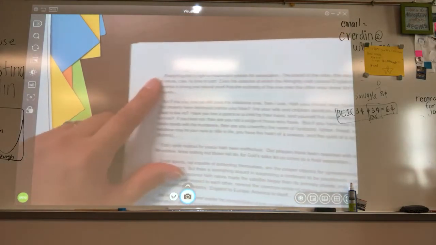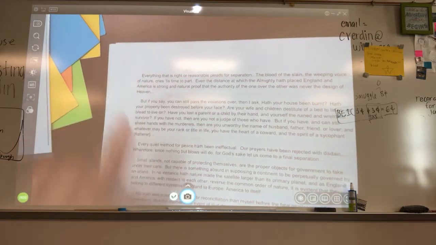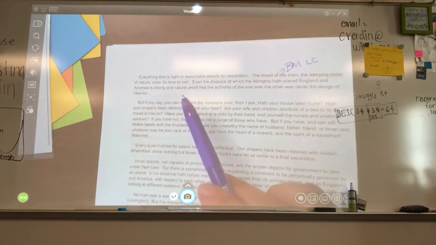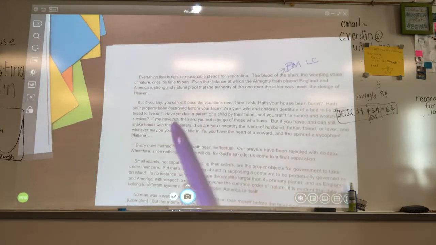"Everything that is right and reasonable pleads for separation. The blood of the slain." Who is this blood that they're talking about? What events have we had where blood was slain? Boston Massacre, Lexington and Concord. "The weeping voice of nature cries, 'Tis time to part. Even the distance which the Almighty hath placed between England and America is a strong and natural proof that the authority of one over the other was never the design of heaven." Hey, are they reasoning? Are they being inflammatory? Inflammatory, right? And there's a little bit of reason.